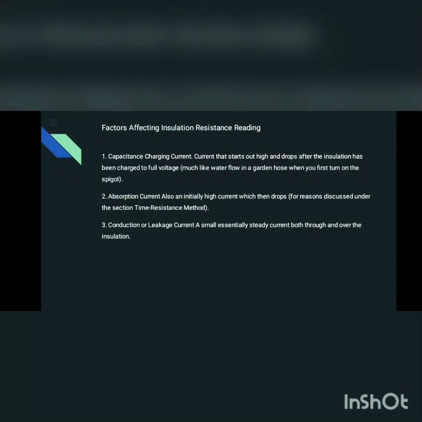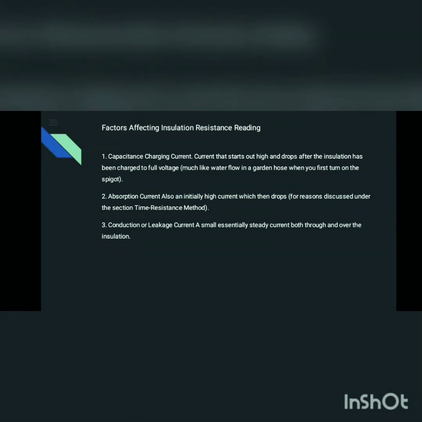Factors affecting insulation resistance reading. 1. Capacitance charging current. Current that starts out high and drops after the insulation has been charged to full voltage, much like water flow in a garden hose when you first turn on the spigot.